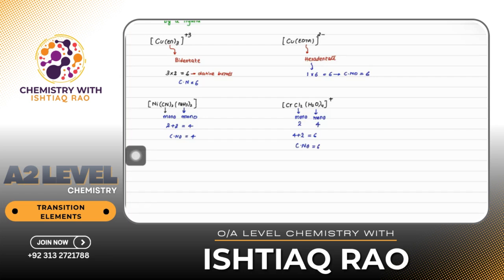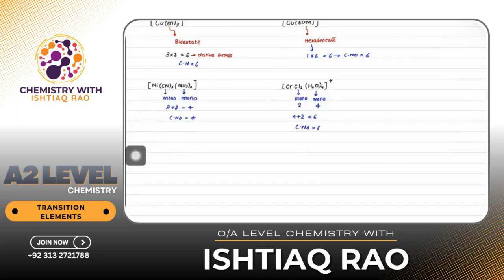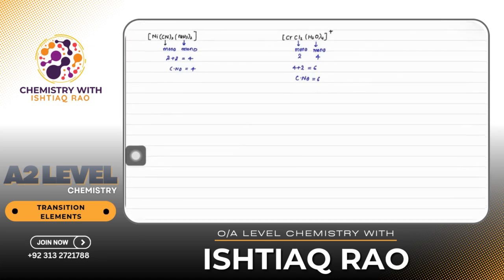It's a baby topic. Or, let's see this one. Fe, FeC2O4 3, and the overall charge is minus 3.